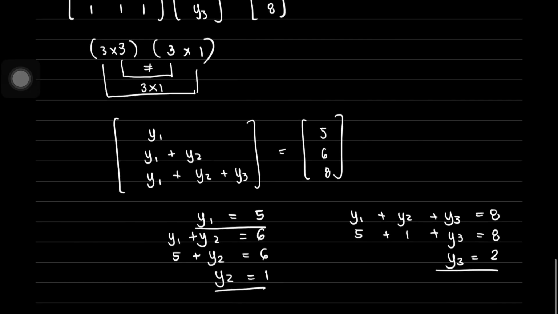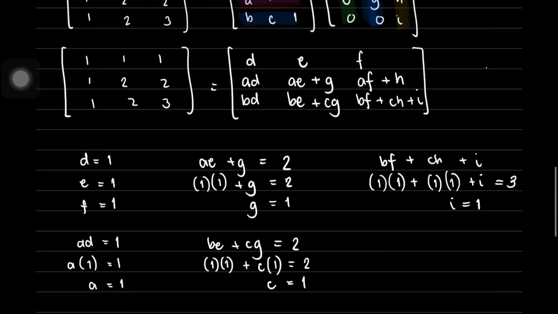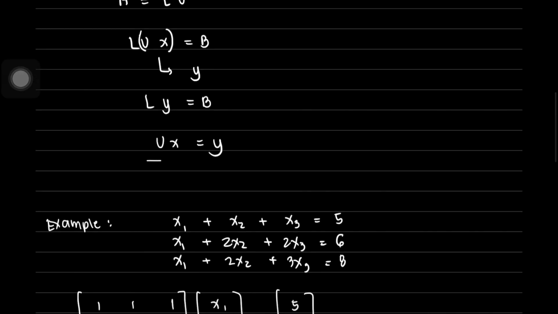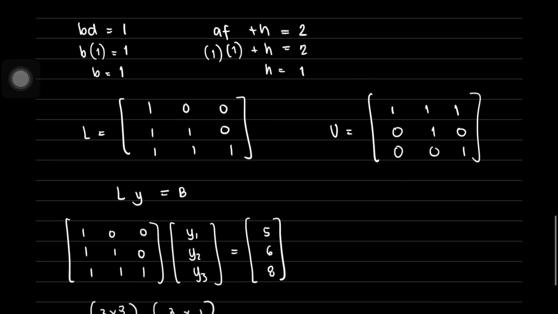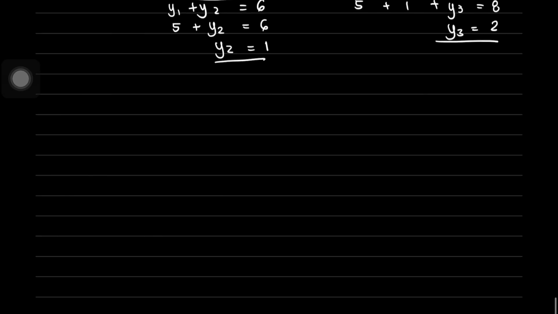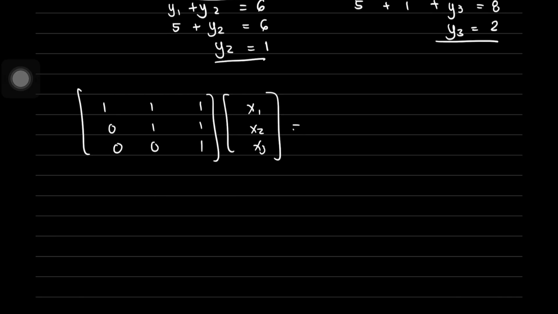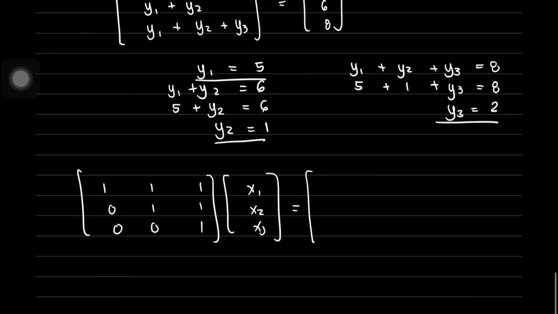Now we are going to use that to solve for the value of x. To solve for x, we're going to use the upper triangular matrix and the vector y. So we now have 1, 1, 1, then 0, 1, 1, and then 0, 0, 1. This is the upper triangular matrix multiplied by x1, x2, and x3. And then this is equal to y, and our y is 5, 1, and 2.